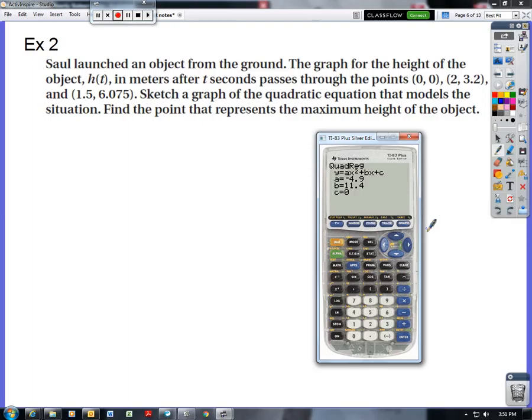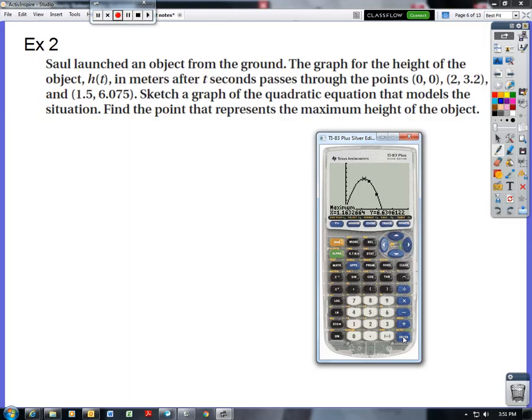Y-intercept is 0. Let's take a look at the graph. Looks great. And we can clearly see that the maximum is on there, so we're now able to find the maximum, which is second trace, option 4. We need to move to the left of it, enter, to the right of it, enter, and then the guess.